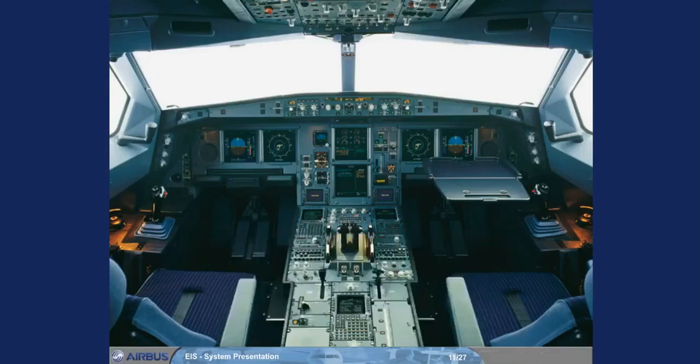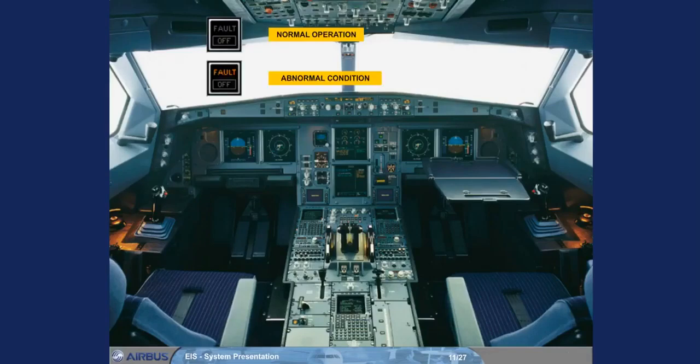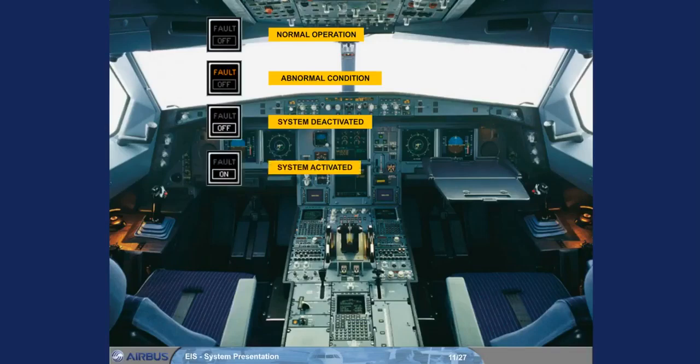For the majority of the switches on the overhead panel, the push-button switch logic is: normal configuration, no lights showing. The lights out philosophy, abnormal condition, amber fault light. This helps to identify the switch related to an abnormal condition. White light: if normally the system should be operating and is deactivated, a white off light comes on. If normally the system should not be operating and is activated, a white on light comes on.